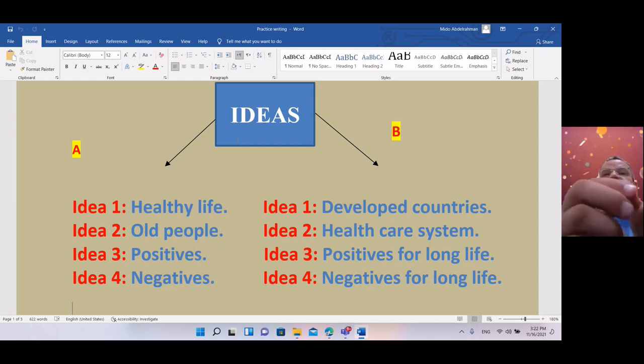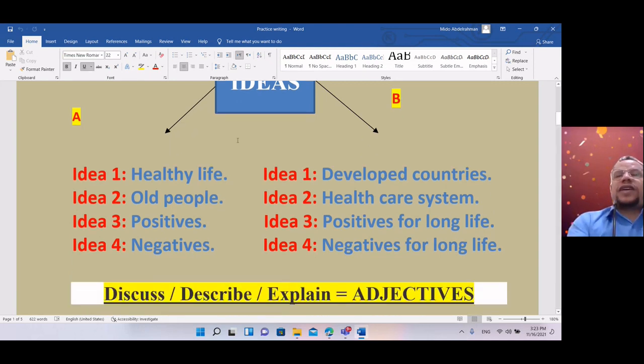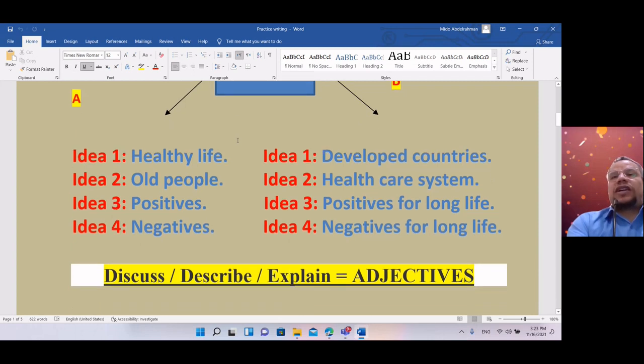Second is about the healthcare system. From the developed countries I chose only the healthcare system. So you can talk about the healthcare system as a specific point from developed countries: a strong healthcare, a lot of hospitals, good insurance, an effective system, and so on, with no complaints or few complaints. Idea 3, you can talk about positives for long life, the same as before, or negatives for long life.